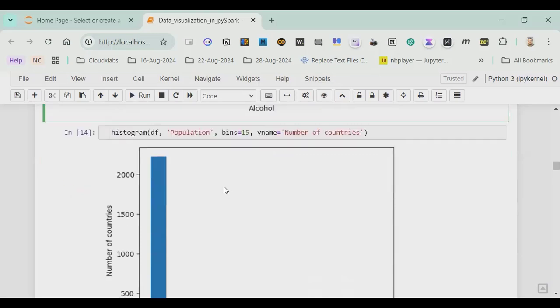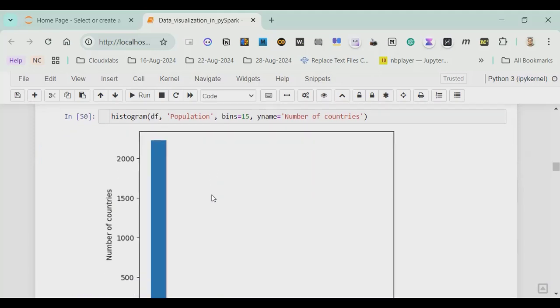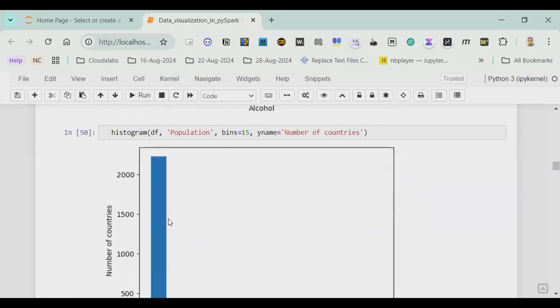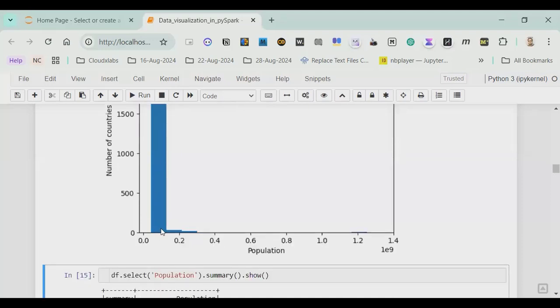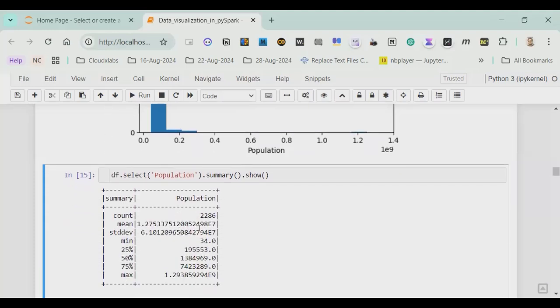Now here we can see population, same way, nothing else. Number of countries, same way population. Here we are getting the same data frame into population. You can see obviously there are so many populations here. Percentage wise we can see now. Okay, this is fine. We understand it in a graphical manner. We have gone through various charts of histograms.